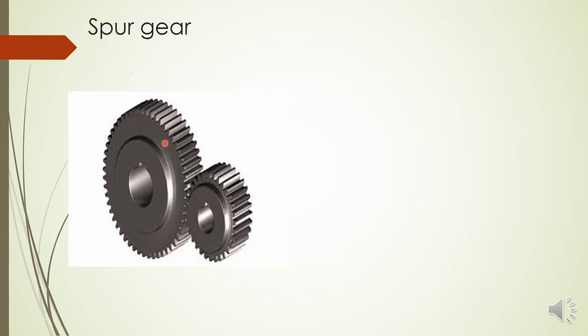So this is a spur gear. It is the most used gear type among all these 5 types of gears. What is the peculiarity of these gears? You can see the shaft will be at the center of this hole. Using a spur gear, we can transmit power between 2 parallel shafts. You can see here one shaft will be here, one shaft will be here. So both the axes are parallel.